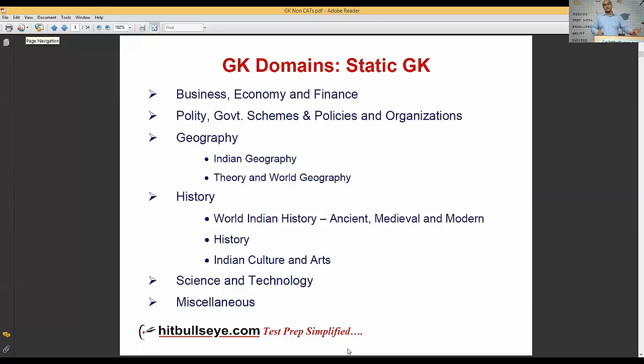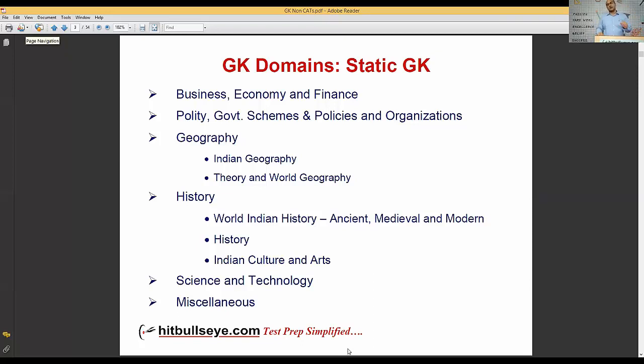Next, of course, polity. Polity includes the Constitution of India and the Indian political system. Next, and very important, government schemes and policies. You can get questions from all these areas in current affairs as well as in the static GK section. But currently we are focusing on static GK.